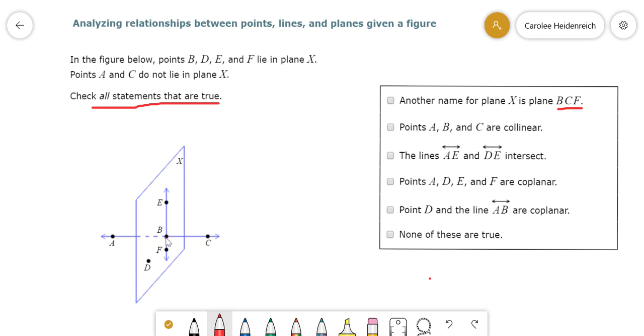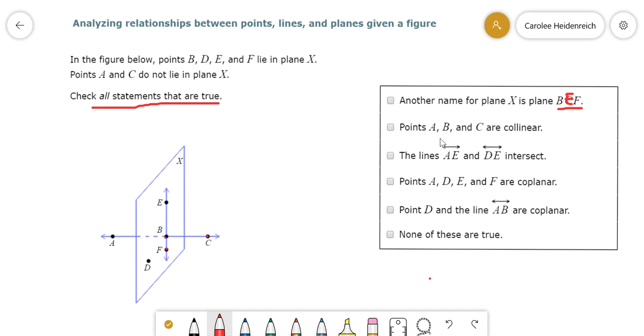Looking at B, C, and F, C is not on plane X, so that would not work. We would need points like B, F, and D. If they had said B, F, C, and E, that still would not be true because it's not enough information to name the plane. All 3 of those points lie on the same line, so that's not enough to name plane X. It would need to be something like B, F, and D. Then it would have been true. So, not true for the first one.